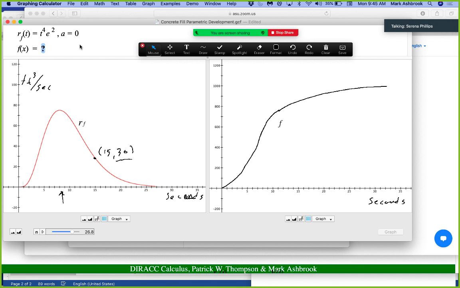Can you repeat the original function? Here's the rate. You mean the rate function? Yeah, I see it now. Thank you. Right, t to the fourth e to the minus t over 2. So how would we write the accumulation function for the accumulation of concrete at x seconds? The integral from a to x of r sub f of t dt. All right, someone learned something.